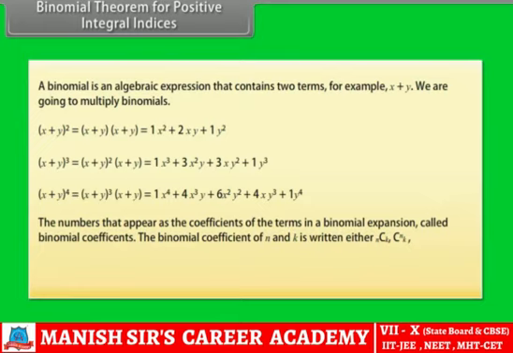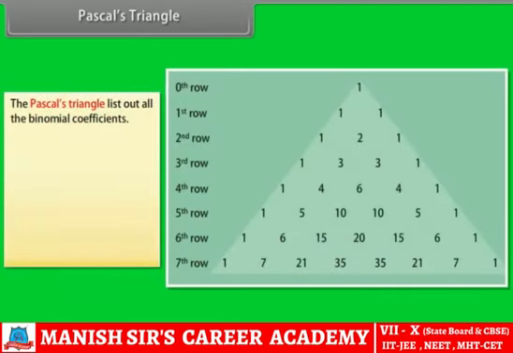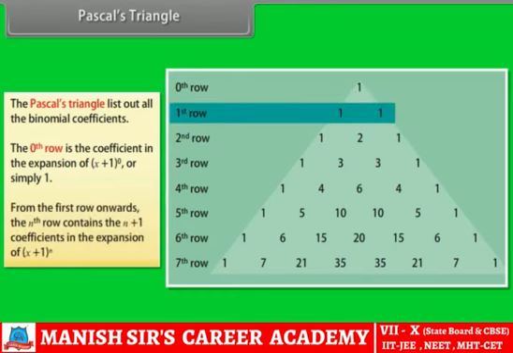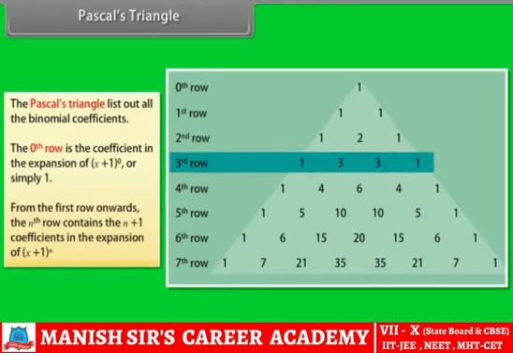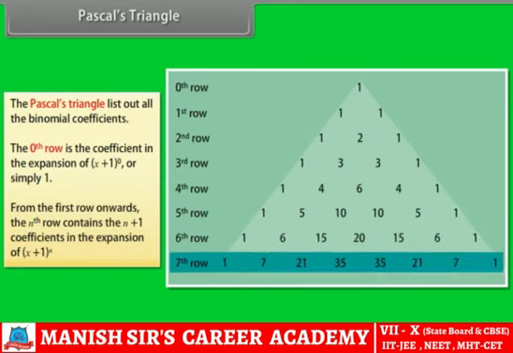The binomial coefficient of n and k is written either as nCk or as n choose k. Pascal's triangle. Pascal's triangle lists out all the binomial coefficients as shown in the figure given below. The zeroth row is the coefficient in the expansion of (x+1)^0, or simply 1. From the first row onwards, the nth row contains the n+1 coefficients in the expansion of (x+1)^n.